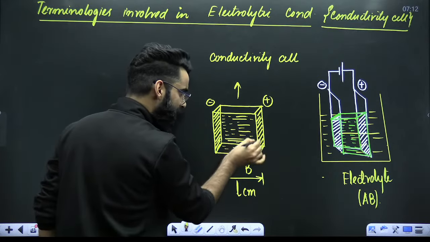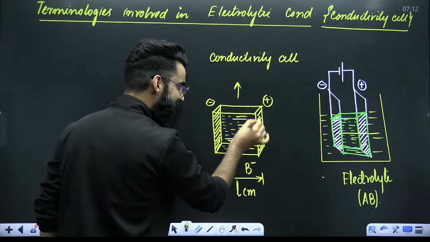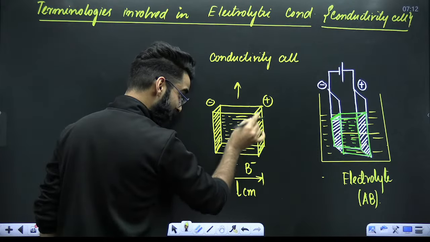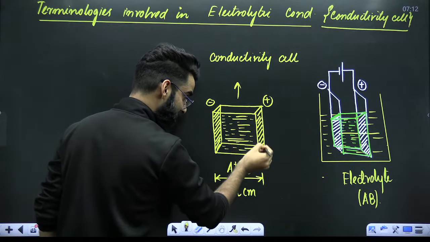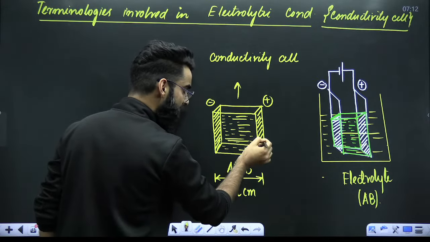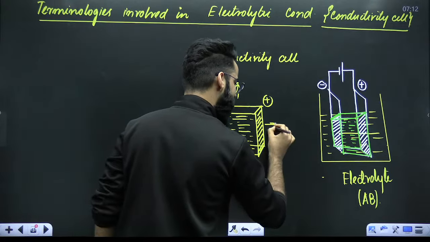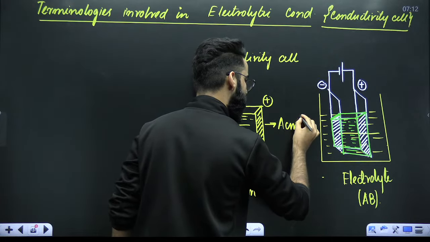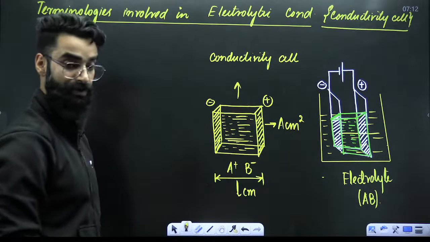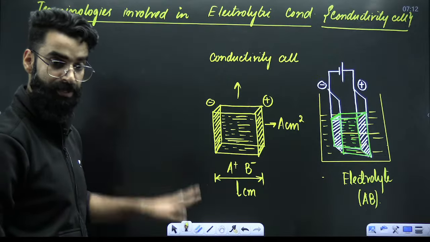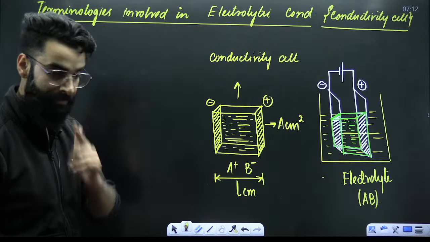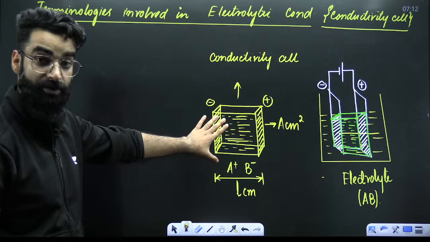Let's say the area of cross-section of the electrode which is inside the solution, that means this one, let's call this A centimeter square. A centimeter square is the area of cross-section of the electrode which is in contact with the solution. So this particular cell is something which you call a conductivity cell.